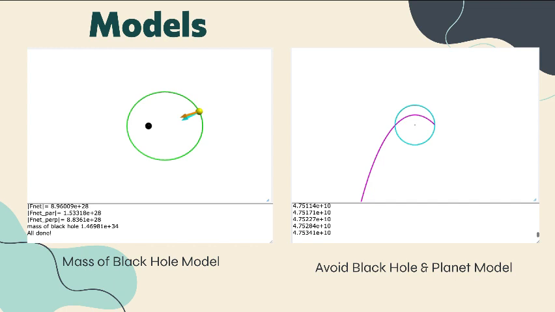On the left is the mass of the black hole model. You can see the orbit around the black hole, and down at the bottom of that model, the mass of the black hole was 1.4 times 10 to the 34th. Over on the right, we have the avoid black hole and planet model. You can see the orbit of the planet around the black hole in teal. And the magenta going down is where our ship is trying to escape and avoid both the black hole and the planet orbiting the black hole. We'll talk more about how we got these 2 models in the next page.